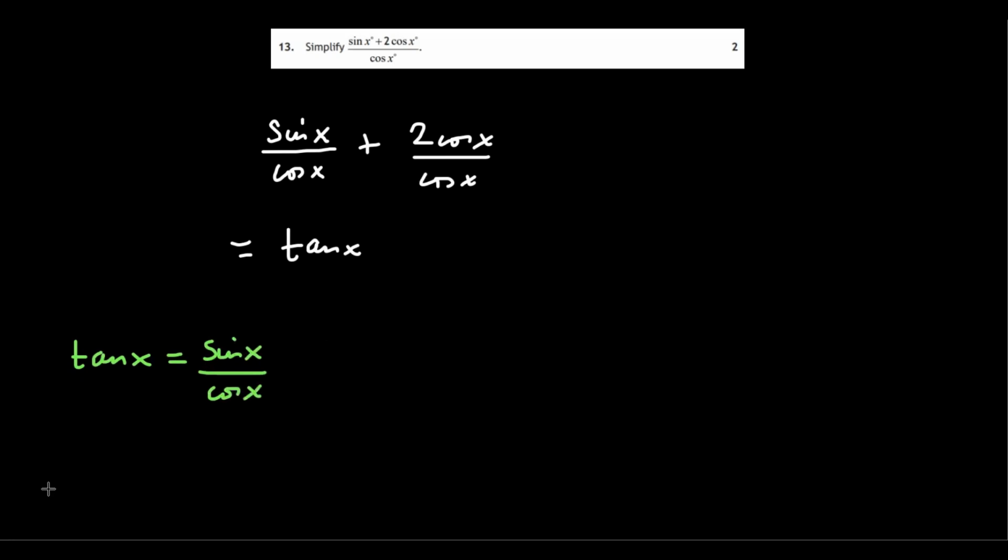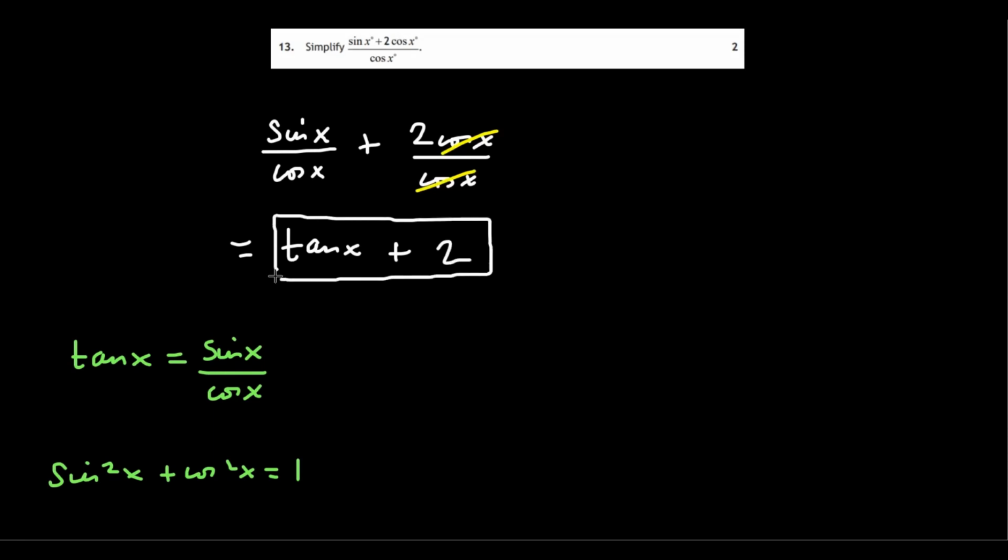And the other trig identity you need to know is sine squared x plus cos squared x equals 1. That doesn't feature in this problem, by the way, but these are the two identities you need to memorize for trigonometry. And you don't get these in the formula sheet. And then this would just become 2. So the cos x's would cancel, and then you get plus 2. And that would be the simplest form.